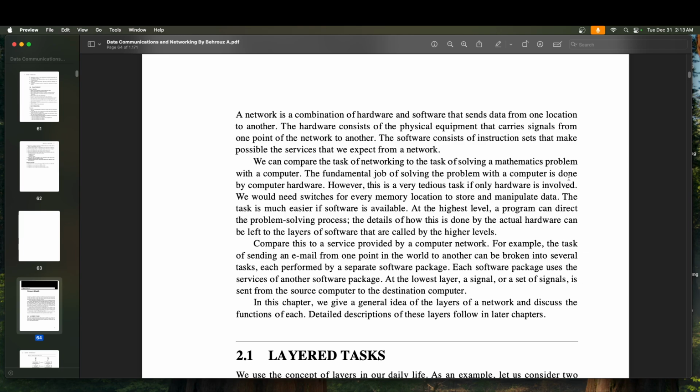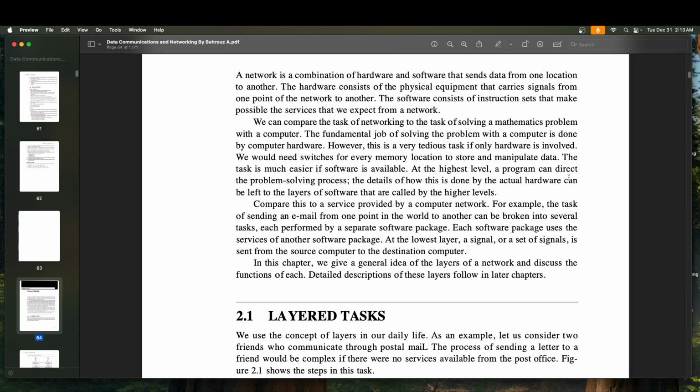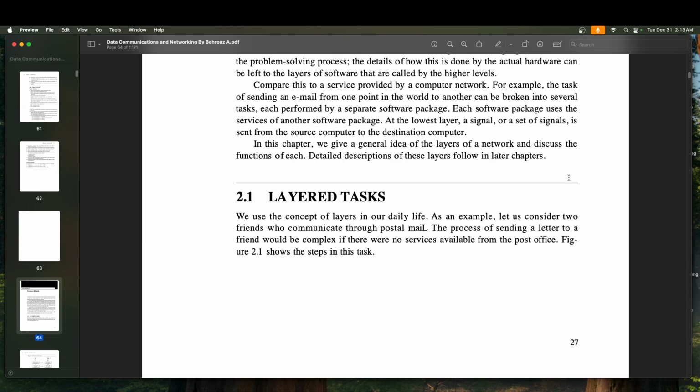Now compare this to a service provided by a computer. For example, the task of sending an email is basically software, and then it is sent using a hardware device. At the lowest layer, it is a signal or a set of signals that is sent from the source computer to the destination computer. In this chapter, we give an idea of the layers of a network and discuss the functions of each.